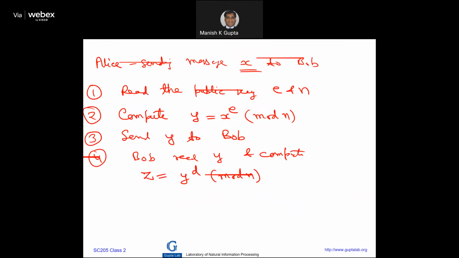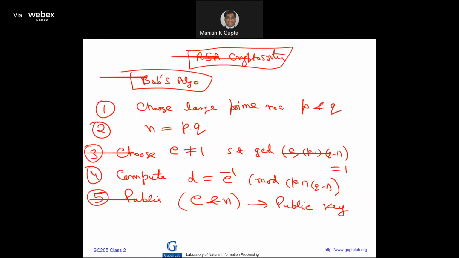After receiving Y, what is D, by the way? If you remember, D was the inverse of E. Bob has done this preparation already, right? So Bob has published only E and N. D he has not published. D is known as the private key. E and N, both these numbers, are known as the public key, and D is known as the private key of Bob. Right? Now he is going to use this key to open the lock actually.